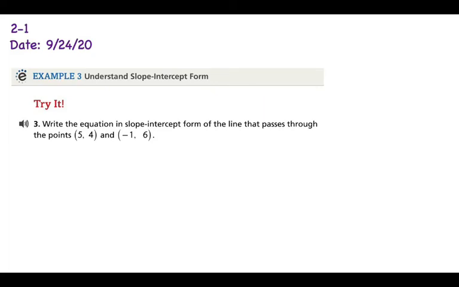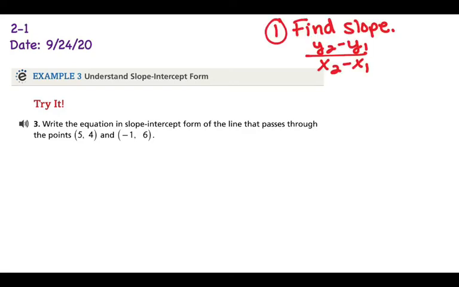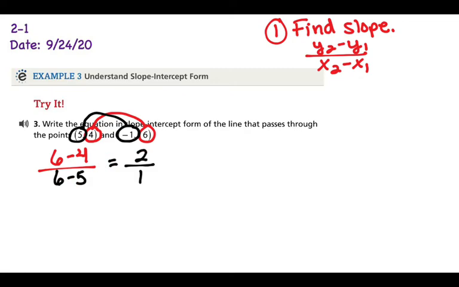So we're going to do another example of this one. So we have, write the equation, for this one it's going to be 3b in your notes. Write the equation in slope-intercept form of the line that passes through the points (5, 4) and (-1, 6). So again, we're going to find slope. So we have y2 minus y1 and x2 minus x1. And subtract and then divide.